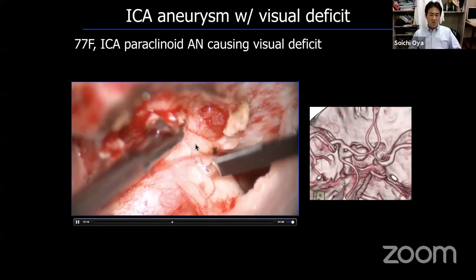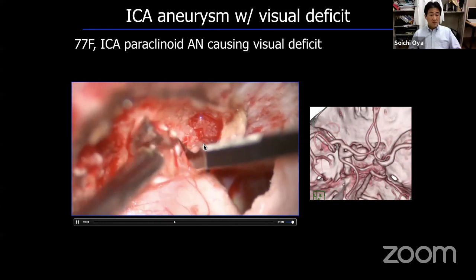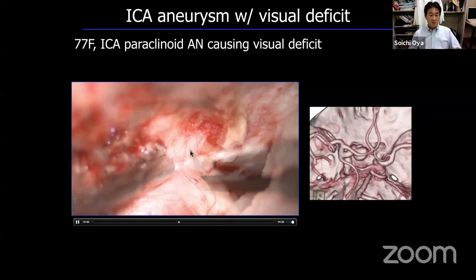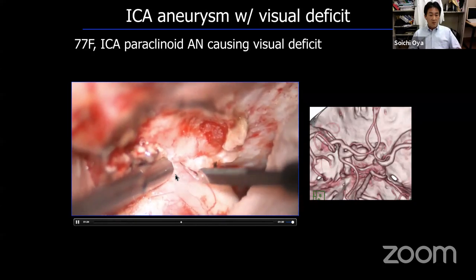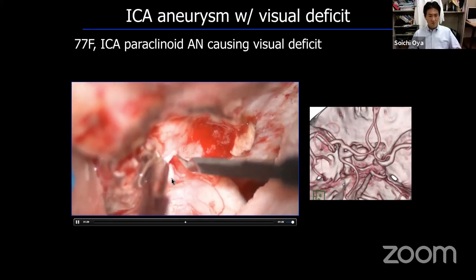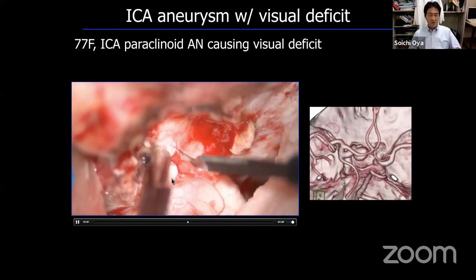This is the falciform ligament. And by carefully opening the falciform ligament, you can see the dent here. This is the most vulnerable part of the optic nerve.